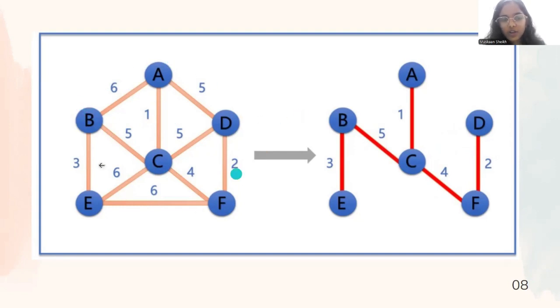Now, after joining all this, we can observe that all the nodes are visited at least once, and this will be the minimum cost. We don't need to visit the nodes again and again. So this is the minimum cost using Kruskal's algorithm.